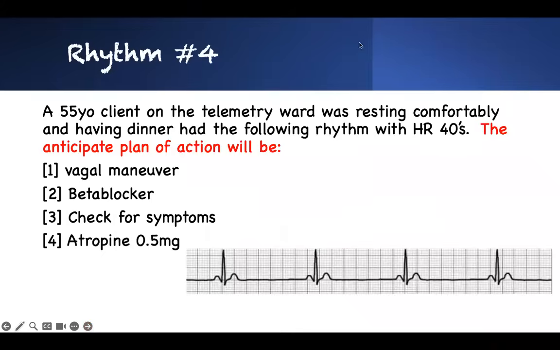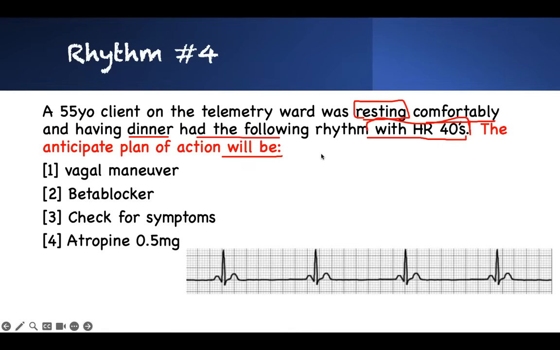Number 4. What do we have? Same thing, right? The anticipated plan of care will be what? They did not say select or apply. That means one single answer. And what is the question? A 50-year-old client on the telemetry ward was resting comfortably, having dinner, with the following rhythm and a heart rate of 40. What is my plan?